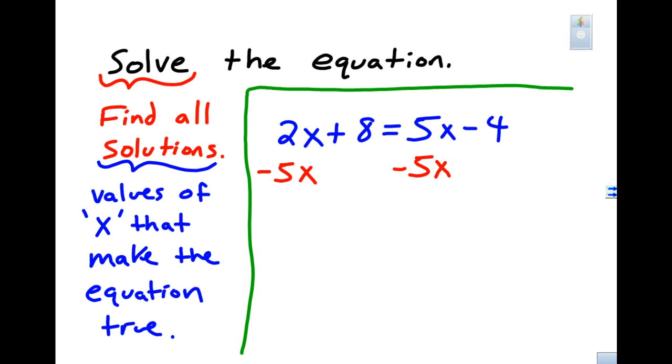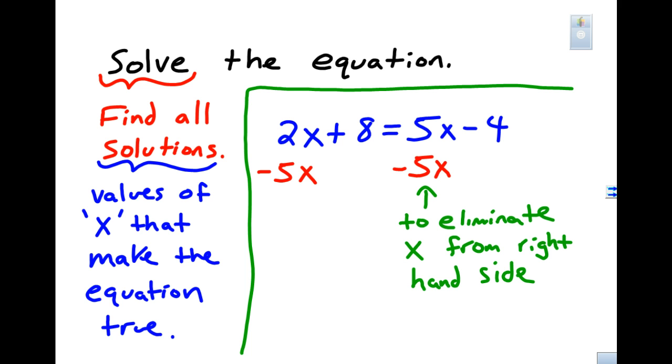And you're probably already familiar with this technique. So what I'm doing here is I'm subtracting 5x from both sides of the equation. I'm subtracting it from the right-hand side to eliminate x from the right-hand side. If I want to get to a point where I have x equals some number, I can't have x on both sides of the equation. It needs to be eliminated from one side, and I'm choosing to eliminate it from the right-hand side. So that's why I'm subtracting the 5x from the right-hand side.